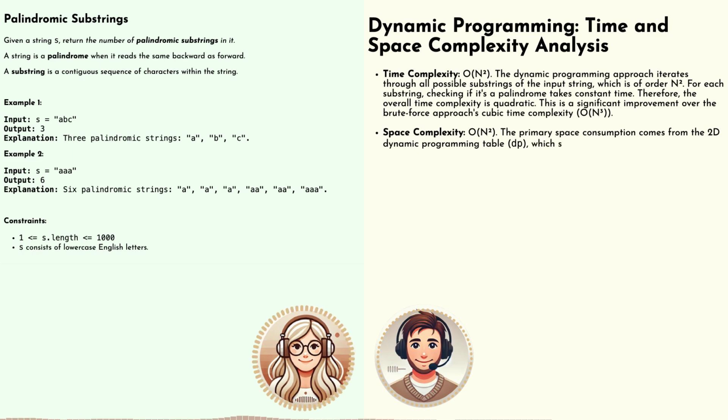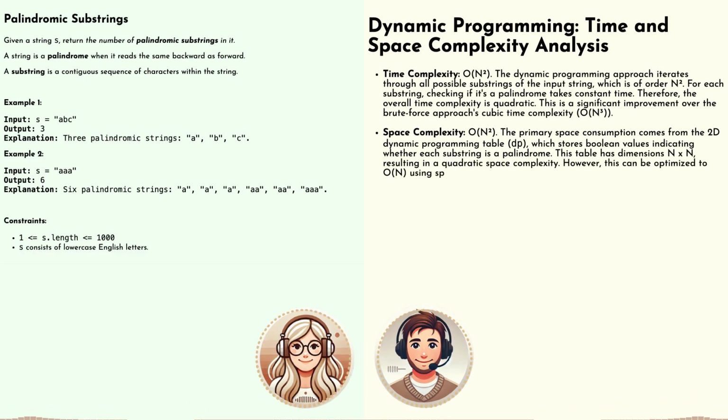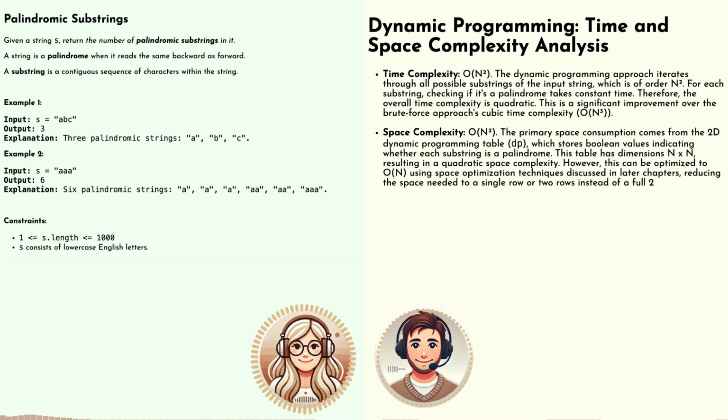Before the break, we were talking about how dynamic programming tackles this palindromic substring problem by building a table to store results. It sounded a lot more efficient than brute force, but how much better is it, really? That's the exciting part. By using this table and reusing results, we bring the time complexity down to O of n squared. It's still quadratic, meaning the time grows with the square of the string length, but it's a major improvement over the cubic growth of brute force.